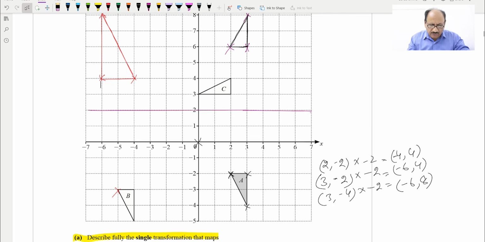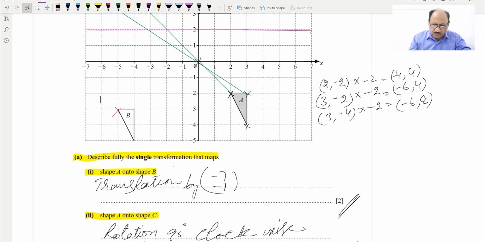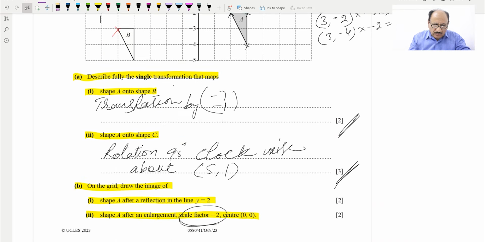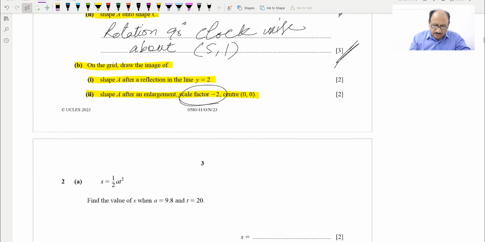If you join the vertices of the triangles, they all will be passing through the center. I'm just joining for your understanding, this one and the third one also, if you join, it will be passing through the origin, which is the center of enlargement.